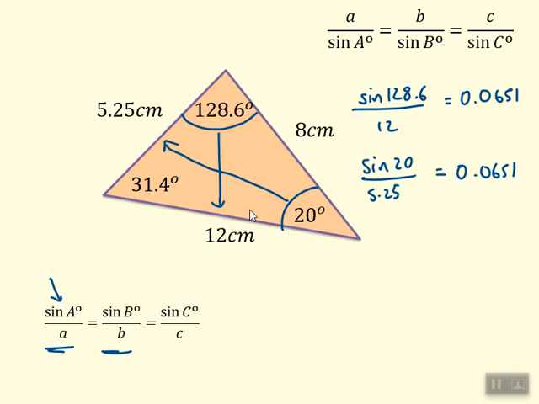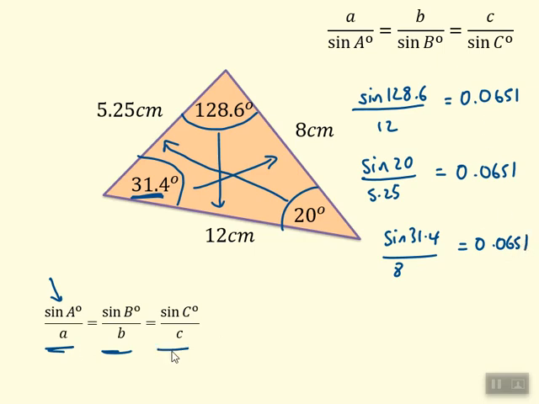Let's just do it with the final angle. What was the final angle? This one here. So sine 31.4 divided by, remember it's always the sine of an angle, so sine of that angle divided by 8. Let's work that out. It should give us the same number. So does it do that? Okay, look, sine 31.4 divided by 8 gives us the same decimal, the same number.